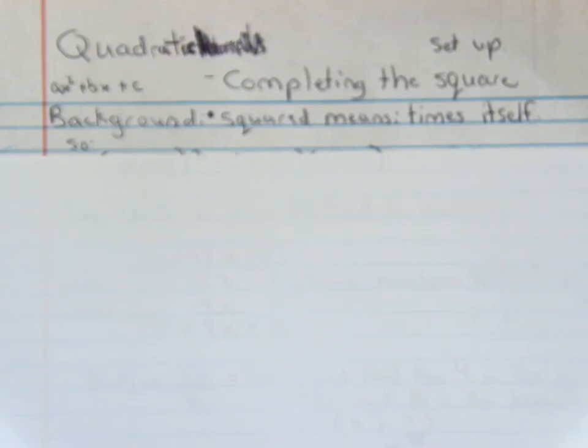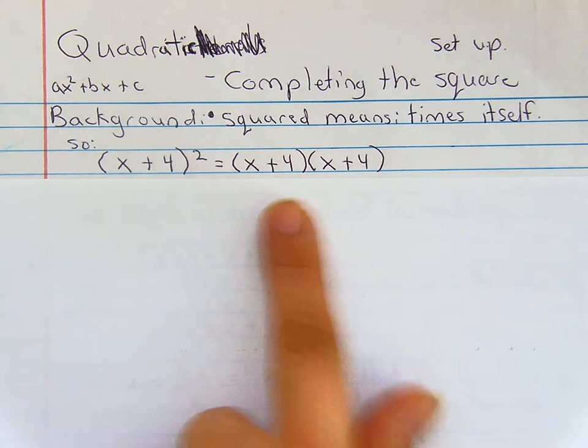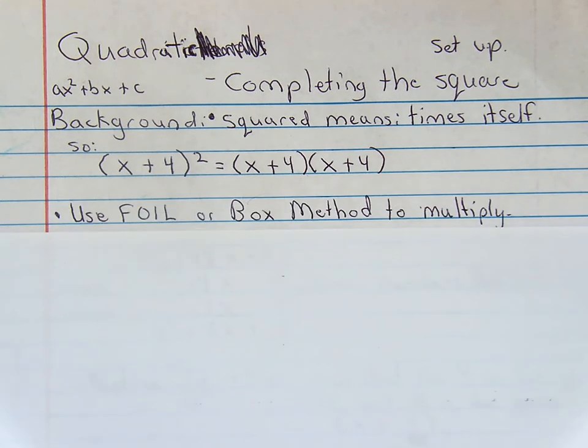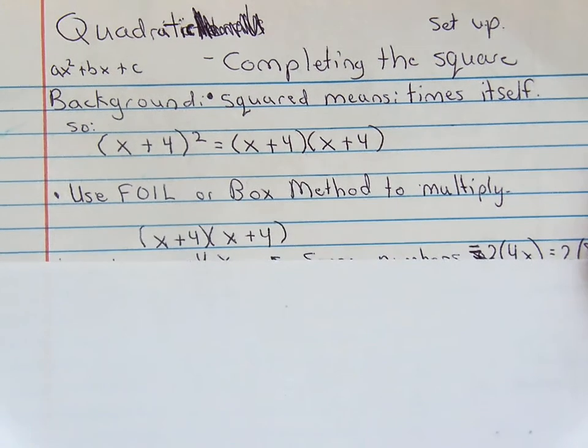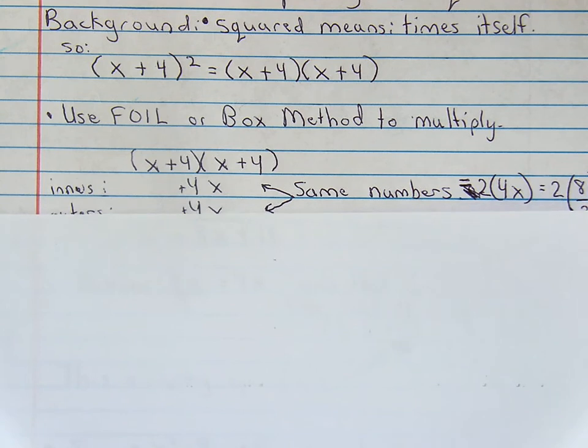Right? So if you have the binomial of the sum of x and 4 squared, that means you're going to do just that. You're going to multiply it to itself, the entire binomial, and each component multiplied to each component inside of it. Each term to each term. So you can use either what's called the FOIL or the box method or anything else to multiply these two binomials together. Traditionally I like to do my own version of the FOIL method, which is my inners and outers, and then I do my first and my last.